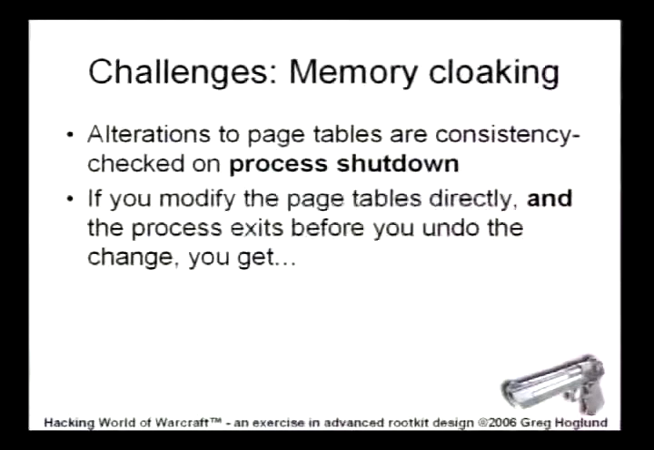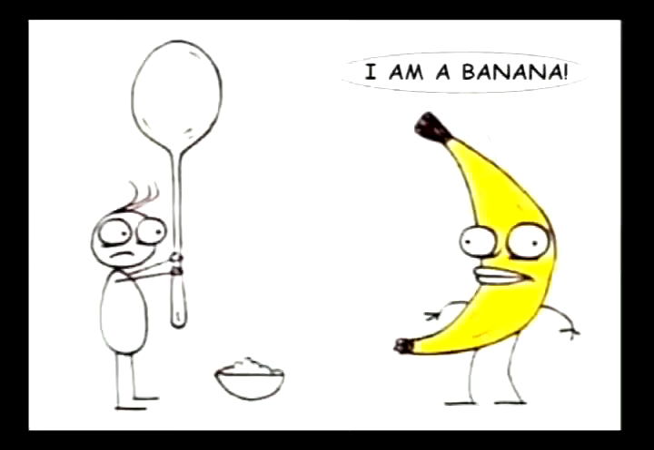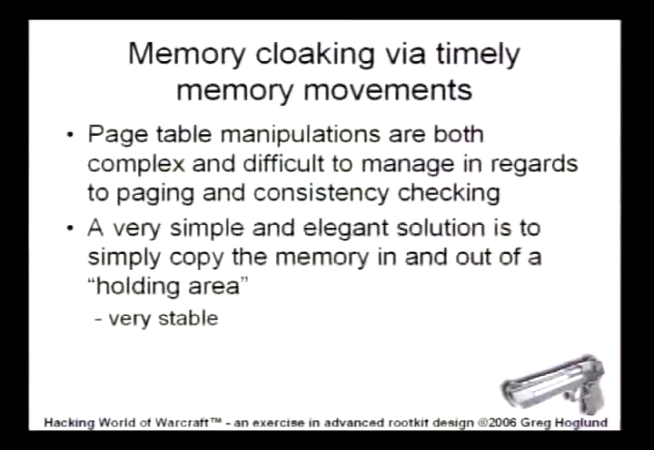Now, the problem with memory cloaking in this manner is that Windows maintains and performs an integrity check on the page tables when a process is shut down. So if I remap the page tables and the process dies, so what are we going to do about that? It's really lame, in fact. I thought page tables were really cool, and then when I thought of this, I was like, why did I go to all that work?